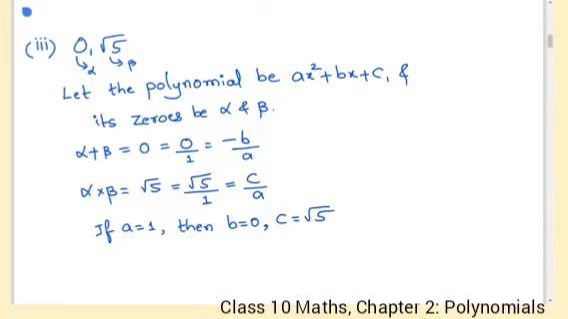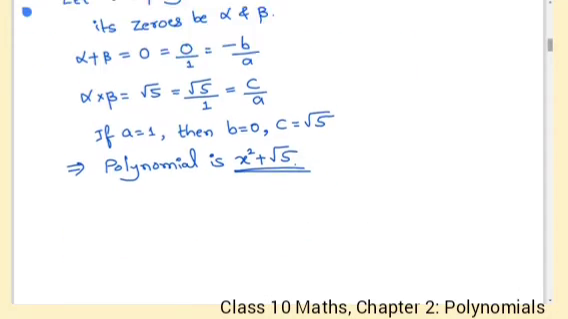If a is equal to 1, then b is equal to 0 and c is equal to root 5. Then polynomial is x square plus root 5.